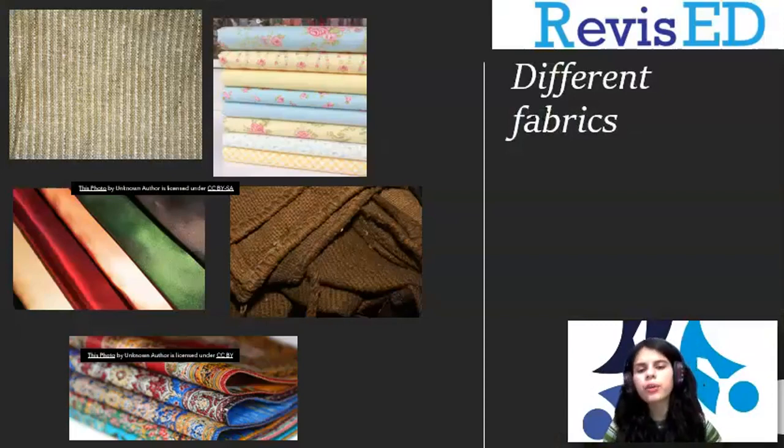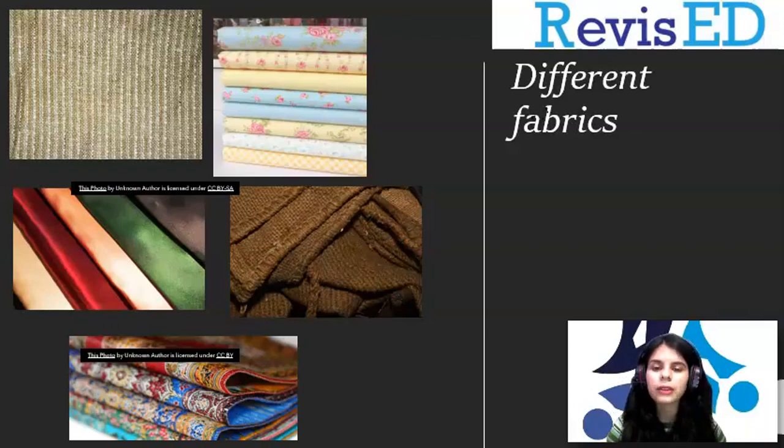If we go to a shop, we see different kinds of clothing. If you go shopping and want to buy clothes, you see so many different varieties of clothes, right? You see silk, you see cotton, you see jute, you see khadi, you see linen. You see so many varieties.